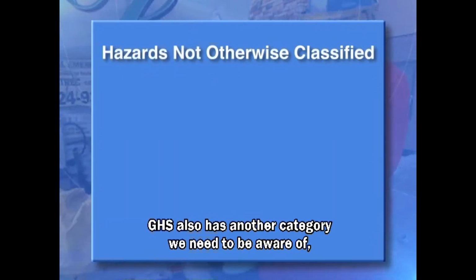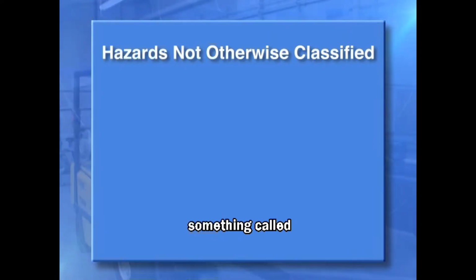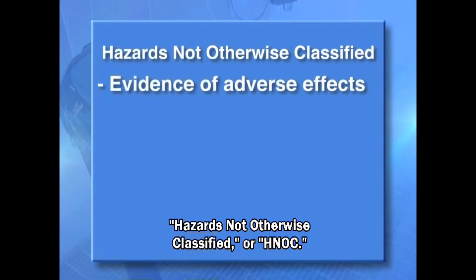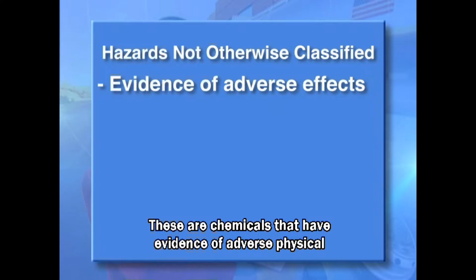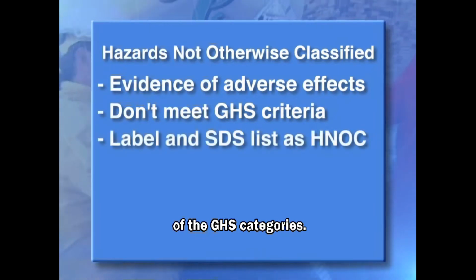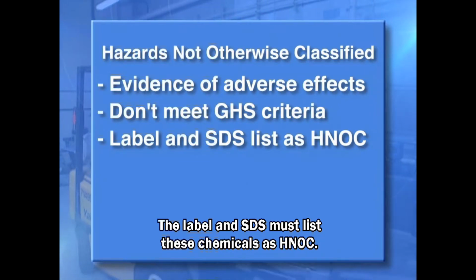GHS also has another category we need to be aware of, something called hazards not otherwise classified, or HNOC. These are chemicals that have evidence of adverse physical or health effects but don't meet the specific criteria of the GHS categories. The label and SDS must list these chemicals as HNOC.